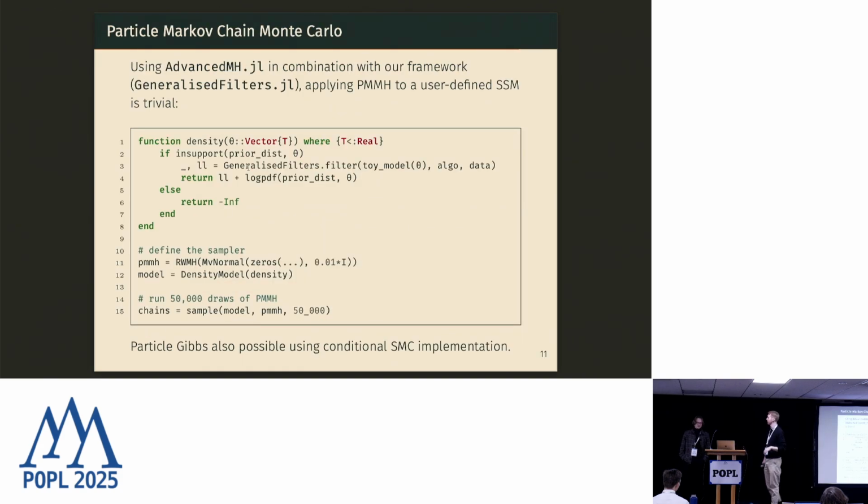And lastly, just to present a little bit of that integration with Turing, since we mentioned it in the very beginning, we have a quick introduction to particle marginal Metropolis-Hastings with AdvancedMH. It's a very, very easy addition. Essentially, design your density function by calling that GeneralisedFilters.filter on the toy model.